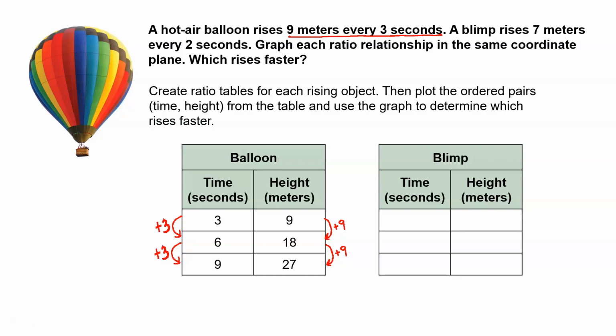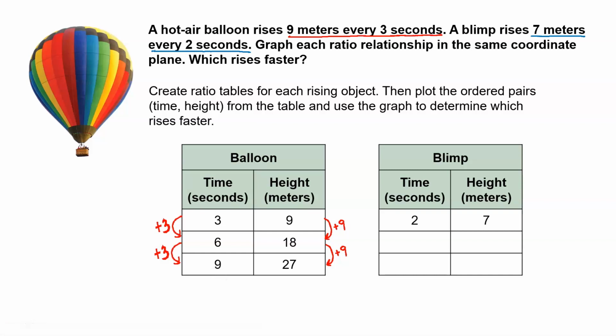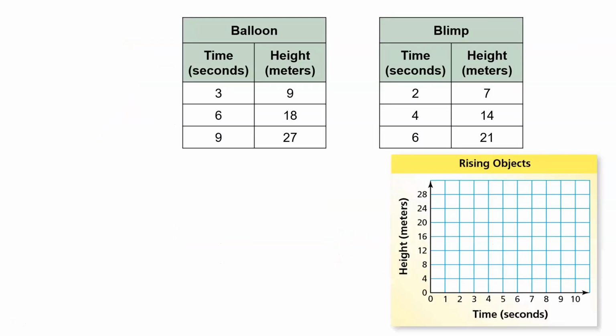Okay, everyone get how we did that? Now create a ratio table for the blimp. Blimp rises 7 meters every 2 seconds. Every 3 seconds we go 9. So at 6 seconds we add another 9. Another 3 seconds we add 9. Here, 2 seconds, 7. 2 more, another 7. 2 more, another 7. You should have this in your notes, because remember, when I do your effort grade on Thursday, I'm going to look for that.